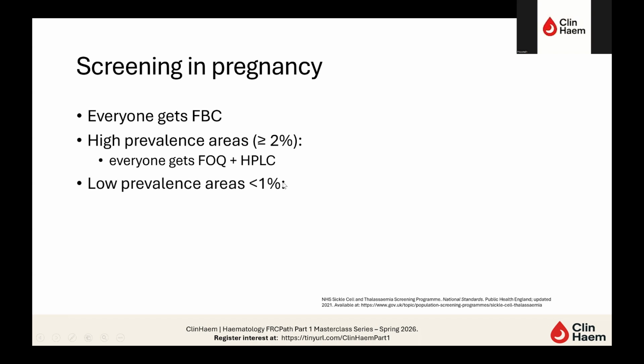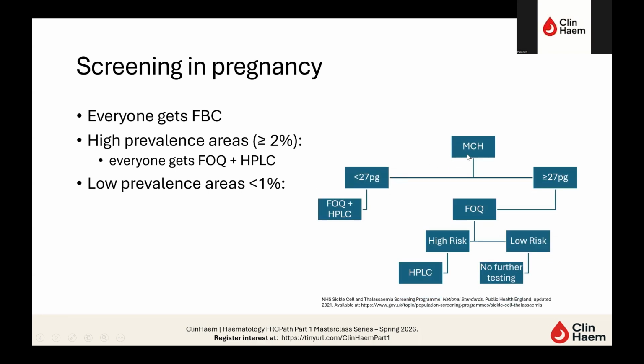Low prevalence areas are less than 1%, so they just get an FBC and a family origin questionnaire to start with. In the FBC, if the MCH is less than 27, so their red cells are hypochromic, then you do HPLC as well. If their MCH is more than 27, which suggests that the hemoglobin per cell is okay, maybe they're not at risk for thalassemia. But if their family origin questionnaire suggests they are from a high risk group, you do HPLC for them. And if they're low risk, you do not do anything else.